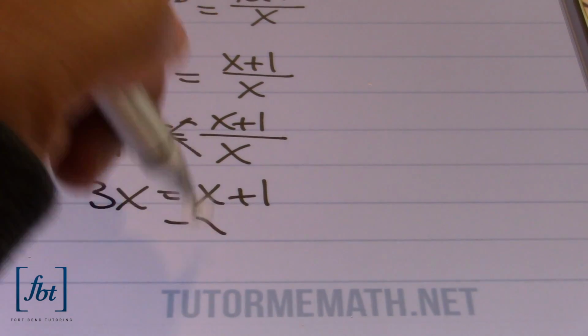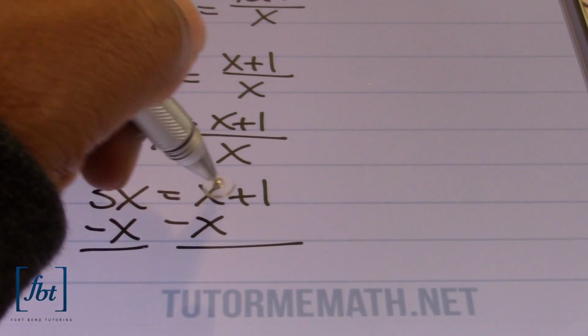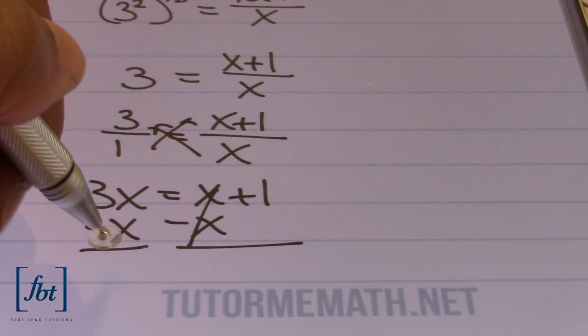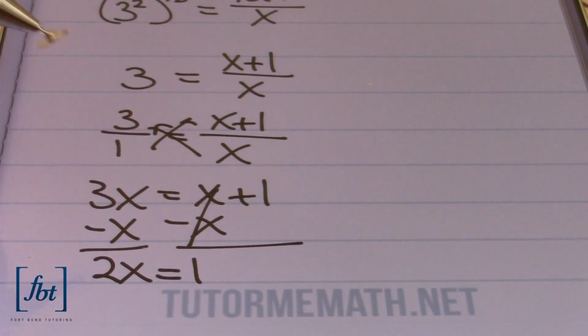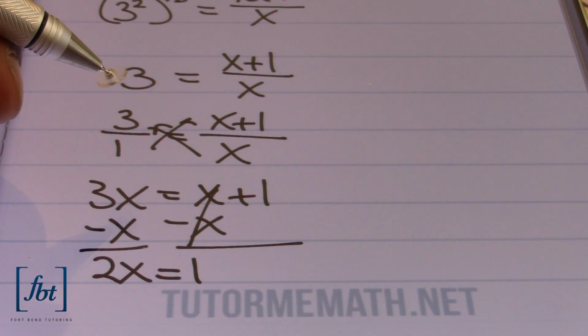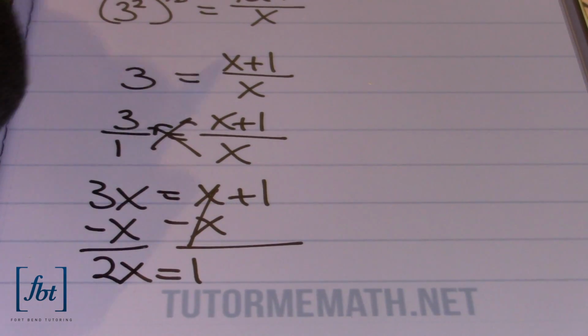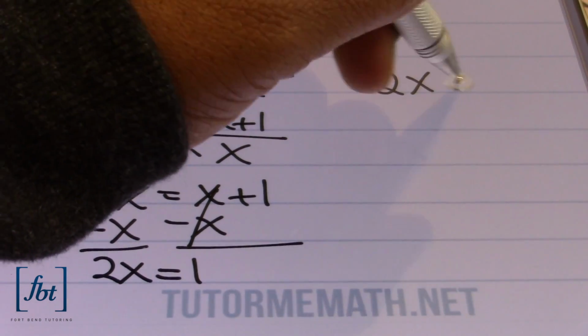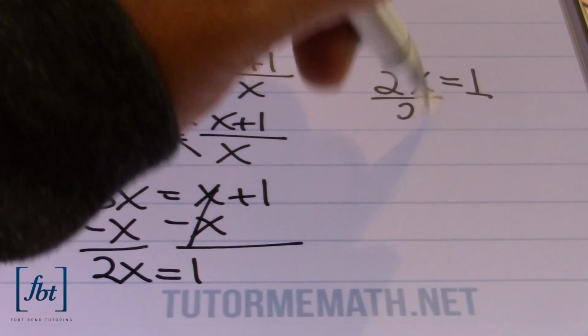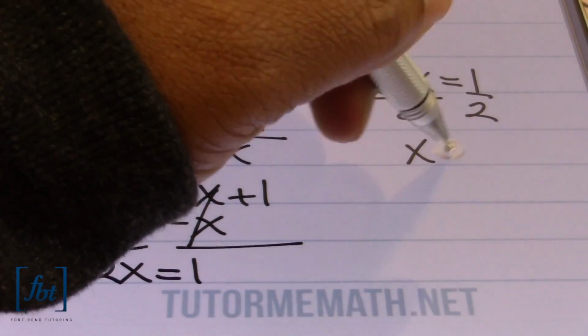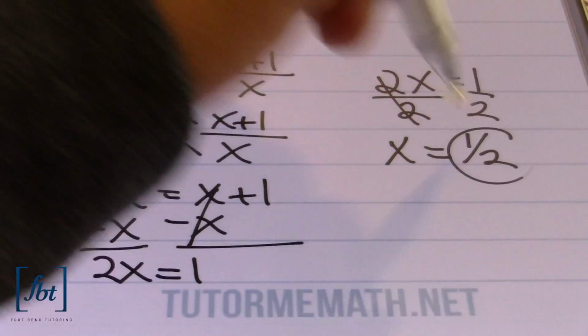And we'll subtract x from both sides of the equal sign. Are you subtracting with me? I hope so, because you'll end up with 2x equals 1. We're going to divide both sides by 2, and that tells us that x equals 1/2. This is our value of x.